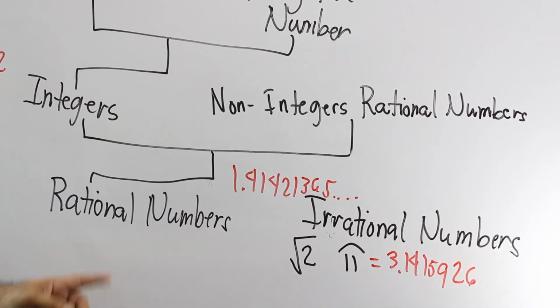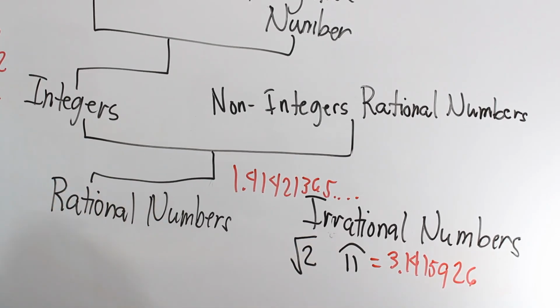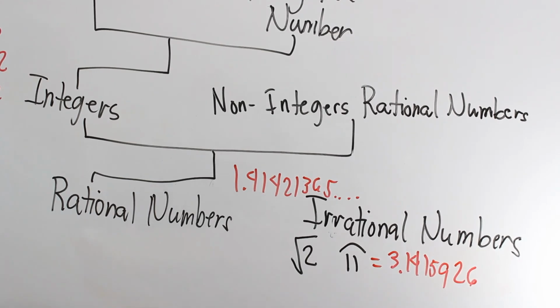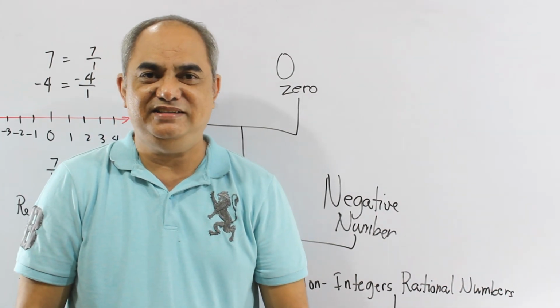So this time, when you put together the rational numbers and irrational numbers, what we will have is the real numbers. So there you have it. This is what we call the real number system.